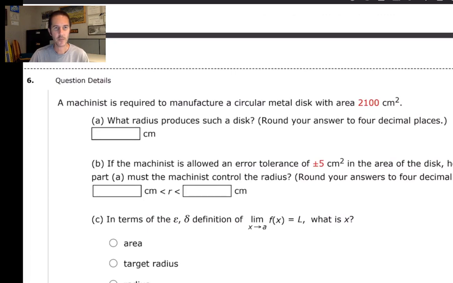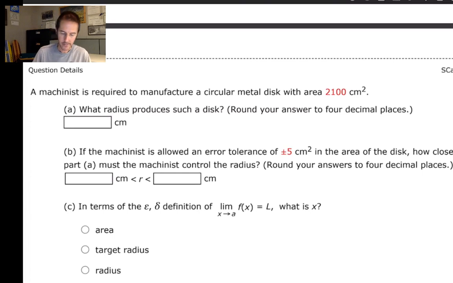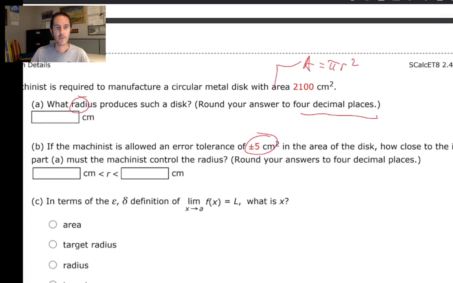This is problem number 6. There's a machinist being required to make a circular metal disc. There's a radius value that's producing the disc. We're talking about area of the disc. Don't forget that the area of a disc is equal to pi r squared. Don't forget to round to 4 decimal places. You've got an error tolerance of plus or minus 5 centimeters squared. Centimeters squared constitutes an area. The machinist must control the radius.